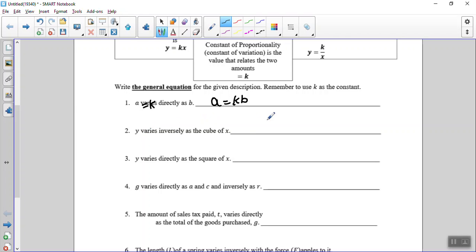Y varies, so Y equals K. Just remember, whenever you see the word varies, you want to write equals K, not K equals. We don't do that. You're going to write equals K because you need to have the variable, whatever it is that varies, you have to put that variable there. Because it says inversely, I'm going to put a fraction bar as the cube of x, so we're just going to put x cubed. But the main thing here is the word inverse. Inverse means it goes in the denominator.